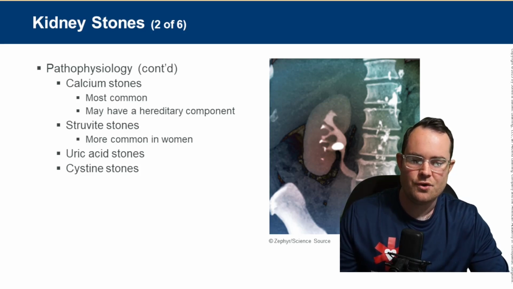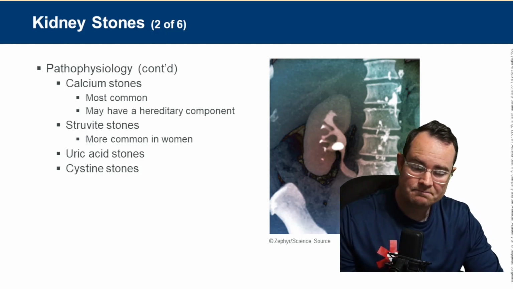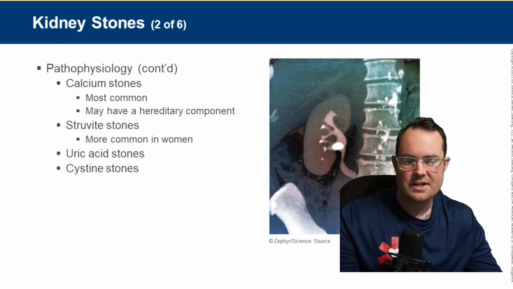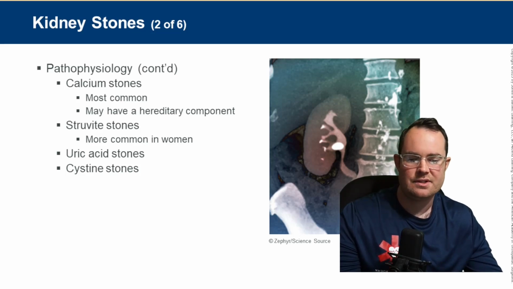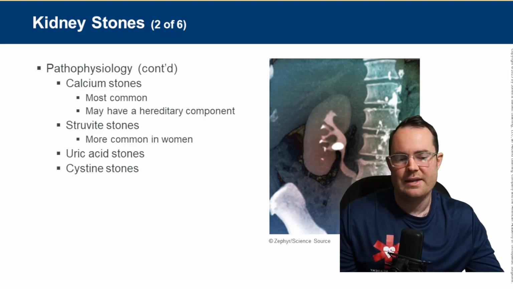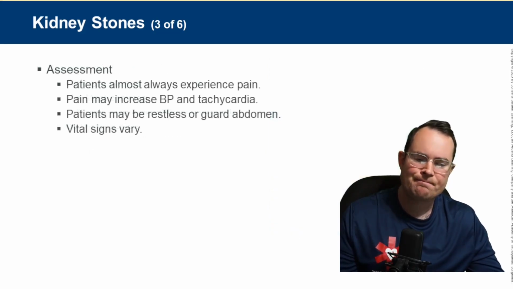It says struvites are stones that are more common in women. Okay. That's an interesting one. Uric acid stones and cysteine stones are caused by other elements or electrolyte buildup. So there are not just one type of stone, but again, the most common one that is seen is a calcium stone.